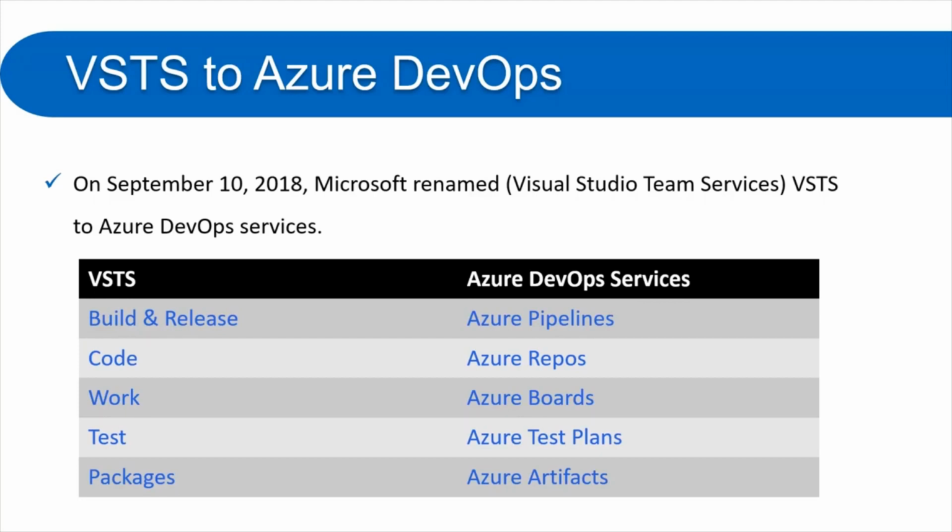In VSTS we had Build and Release. Here in Azure DevOps it is known as Azure Pipelines. In VSTS we had Code. Here it is known as Azure Repos. In VSTS we had Work. Here in Azure DevOps this is known as Azure Boards. In VSTS we had Test. Here it is known as Azure Test Plans. In VSTS we had Packages, but here in Azure DevOps it is known as Azure Artifacts.